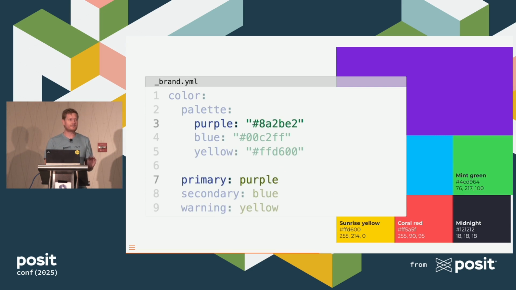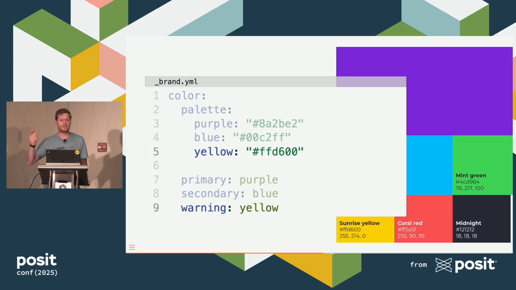But now I need to tell brand.yml where I'm going to use those colors, right? So at the same level as palette, you can think of them like semantic colors or theme colors. So for primary, I want primary accents to be purple. I want secondary accents to be blue, and I want anything that looks like a warning to be yellow. You can see I'm saying yellow, but brand.yml is going to go find yellow in the palette and use that color specifically.